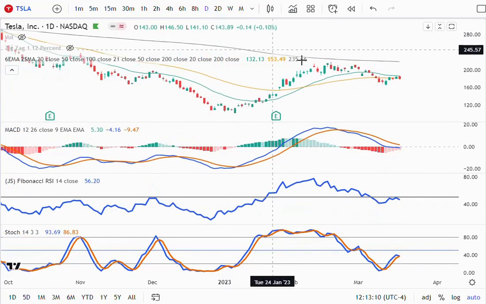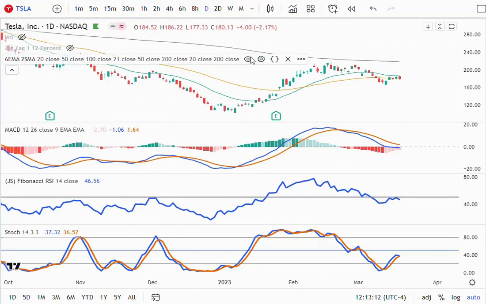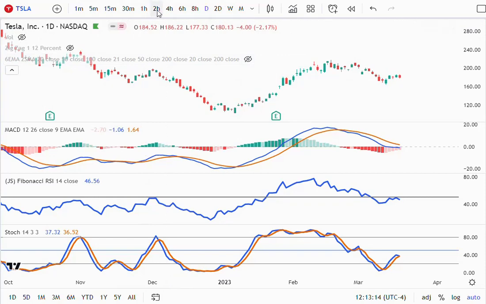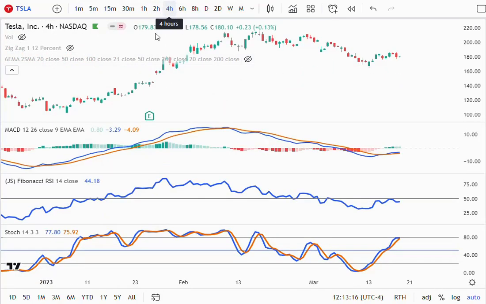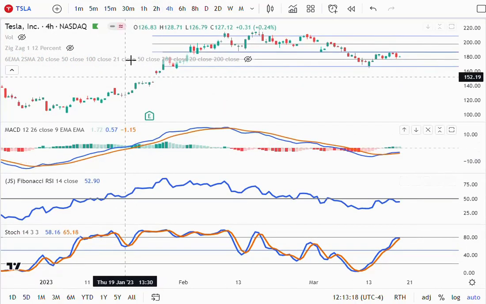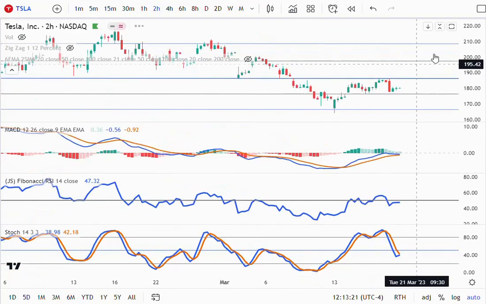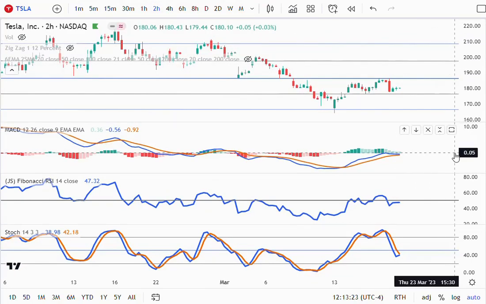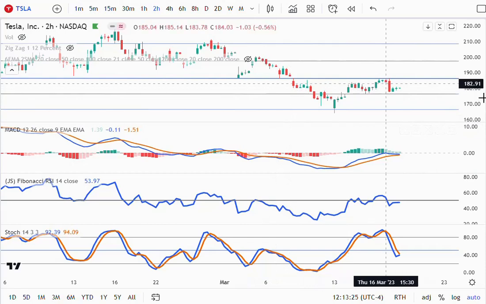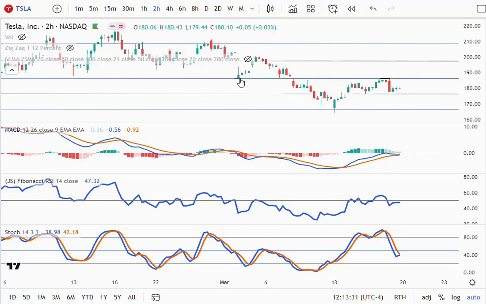Now, what are some of the levels we should be looking out for on Tesla? Let's look at the 4-hour, or even 2-hour basis. So here's the 2-hour. You can see the levels. This level right here is a resistance level, around 140.85. You can see that it was a support previously, and now it has acted as a resistance. So this would be the level that it needs to get through.